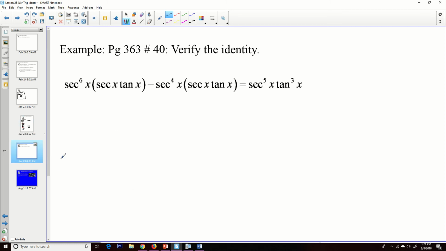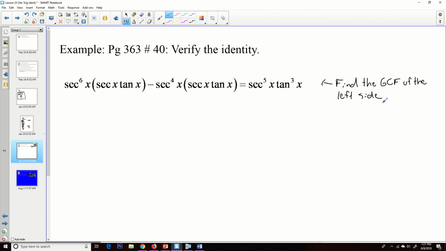All right, last one here. Verify the identity. I picked this one because it has a little bit different stuff than what we've seen so far. And it looks really difficult at the beginning, but after we get to do it, it's fairly straightforward and fairly simple. I don't see anything that I can combine, but I can find the GCF of the left side. So we're going to do that.